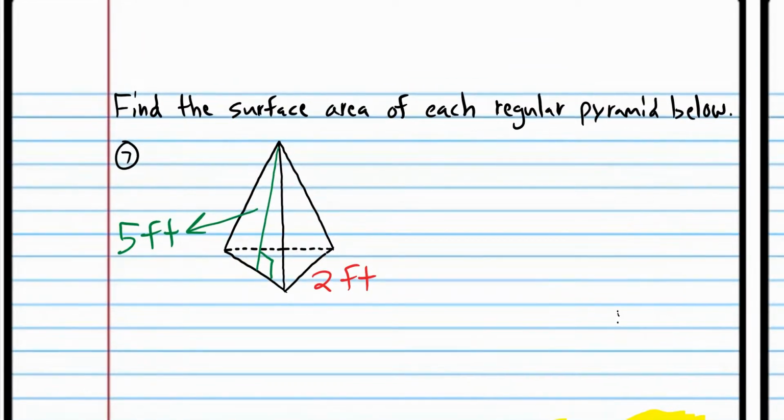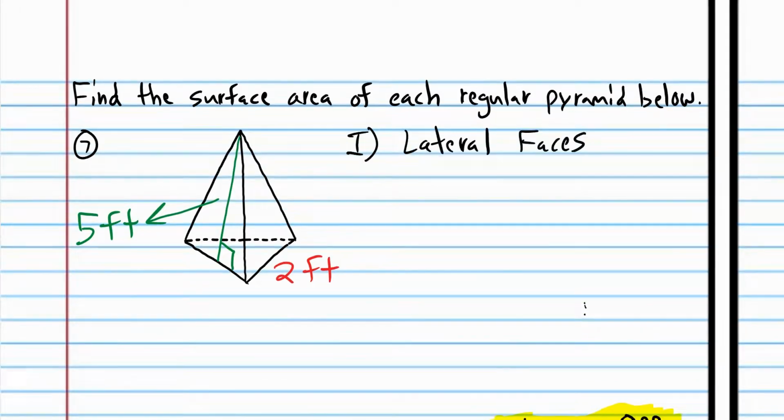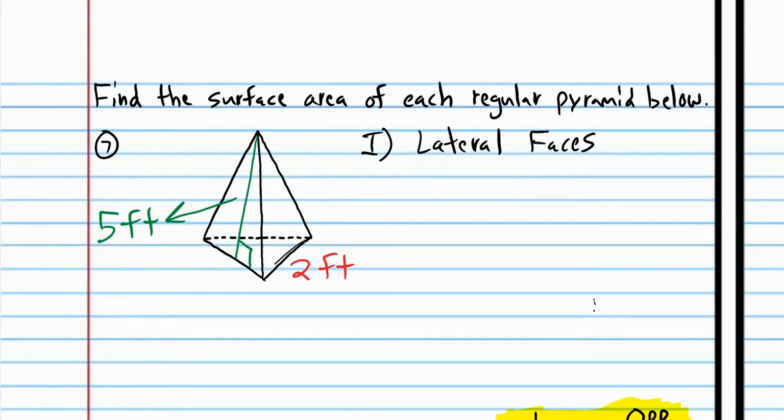Step 1, we're going to find the area of the lateral faces. And you see we have the sides of this equilateral triangle, they're all 2. So that means that this side is 2. That's the base of this lateral face here, you see. And the height, we're told, is 5. And the height is the same for all the lateral faces.